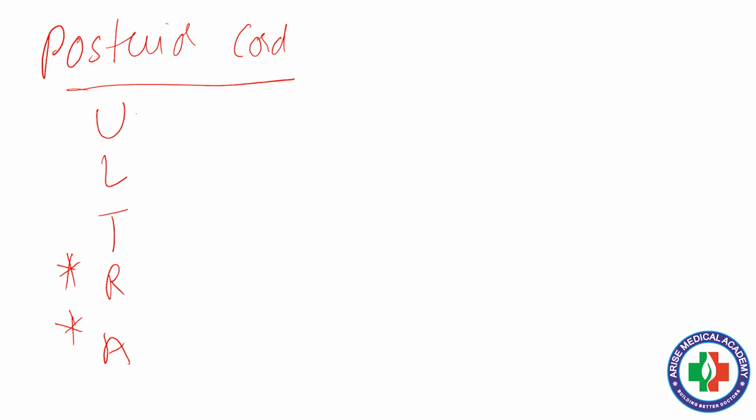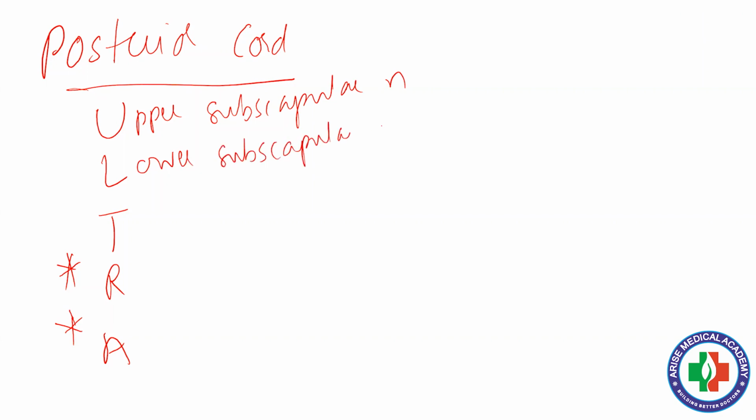So the posterior cord of the brachial plexus gives rise to the upper subscapular nerve that supplies the upper part of the subscapularis muscle, and the lower subscapular nerve that supplies the lower part of the subscapularis. The lower subscapular nerve also supplies teres major, not teres minor. Teres minor is the axillary nerve. Teres major is the lower subscapular nerve. This is fact based. Just listen, have an idea and leave it.